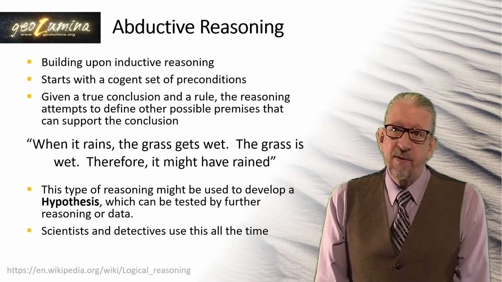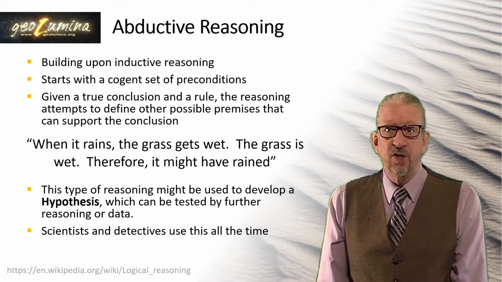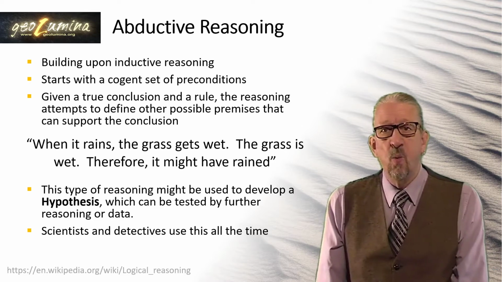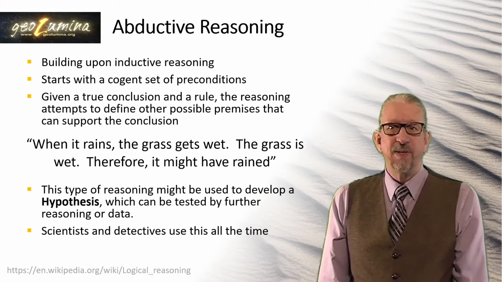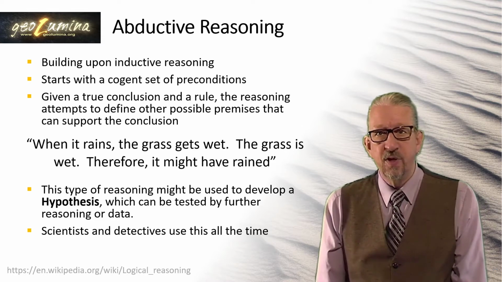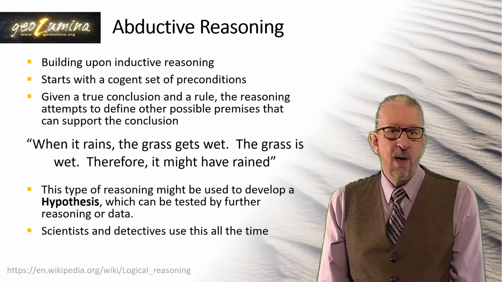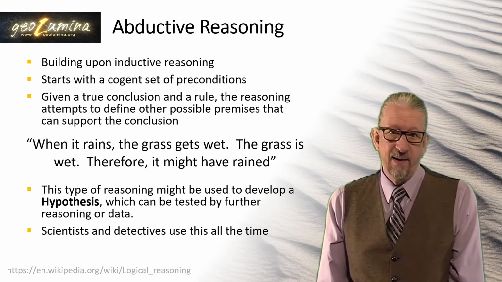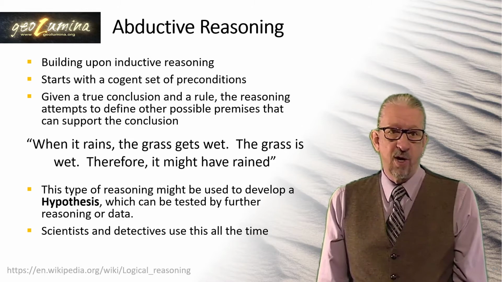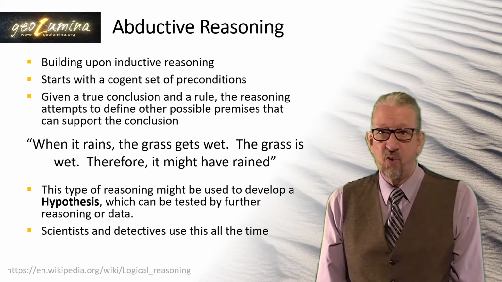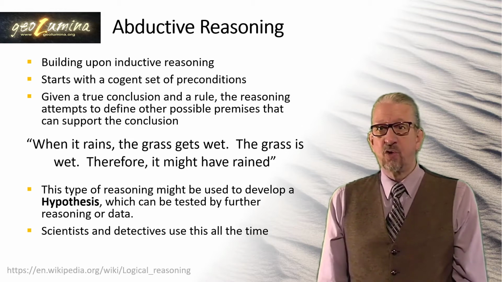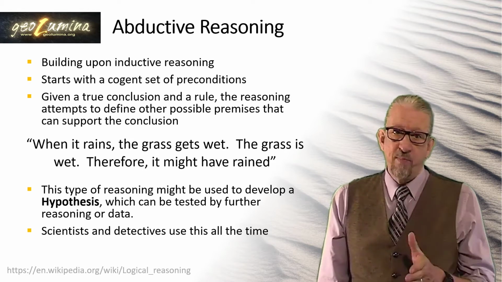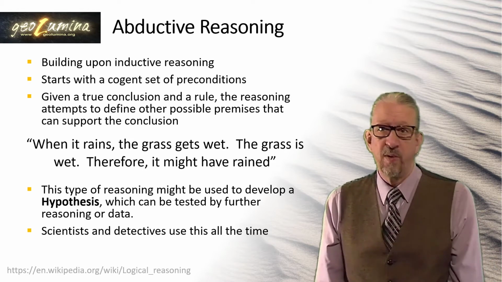But we can take it a step further than that. Deductive and inductive reasoning are just two types of reasoning, and there are many. And if you go to the logical reasoning page on Wikipedia, you'll see a whole list of them. But deductive and inductive reasoning are quite common to our day-to-day scientific reasoning. But we can take the inductive reasoning one step further to abductive reasoning. And this abductive reasoning starts with a cogent set of preconditions. And given a true conclusion and a rule, the reasoning attempts to define other possible premises that could support that conclusion.